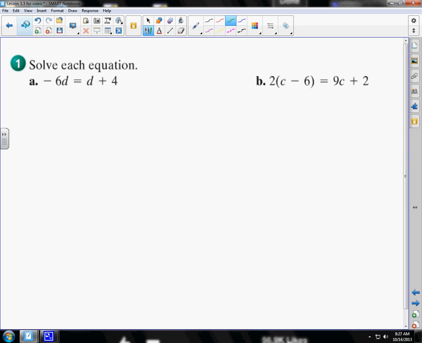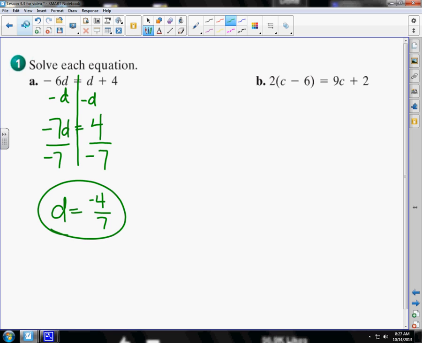Okay, first we have negative 6d equals d plus 4, so I draw my line. I'm going to minus d from both sides. So this turns into negative 7d equals 4. And then I divide by negative 7. So d equals negative 4/7. Remember, you can put your negative sign in the top, lined up with the fraction, or you can put it on the bottom. It doesn't matter where you put the negative sign, as long as there's only one.